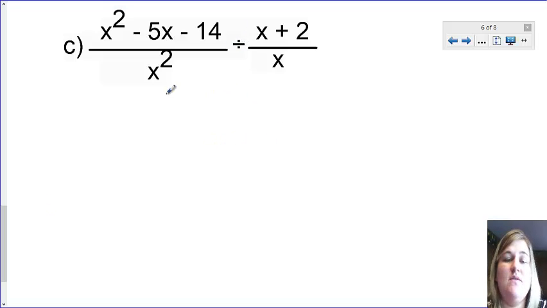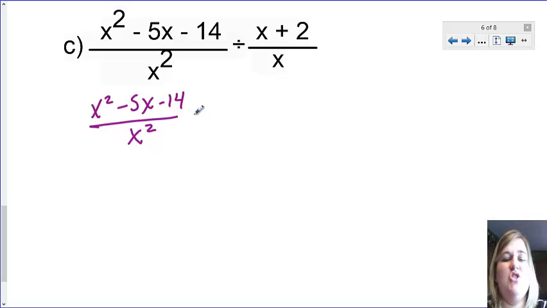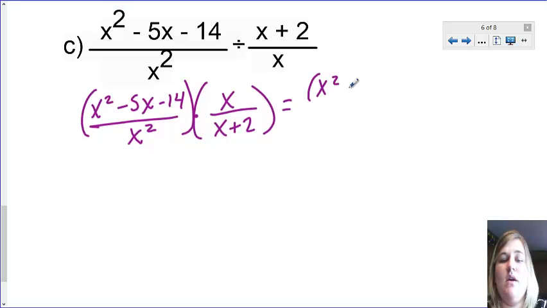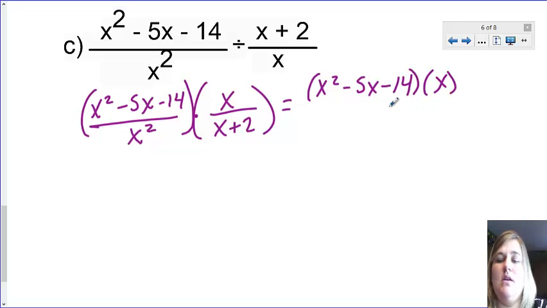We have to deal with the fact that it's division, so we're going to start by rewriting it so that it's no longer division. I have (x squared minus 5x minus 14) over x squared. Division changes to multiplication, and then I'm going to take the reciprocal here, so I have x over (x plus 2). Multiplying these two quantities times each other, I can rewrite this as (x squared minus 5x minus 14) times x over x squared times (x plus 2).